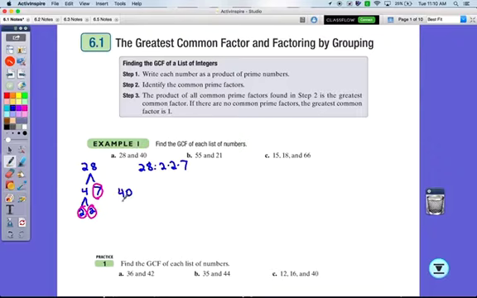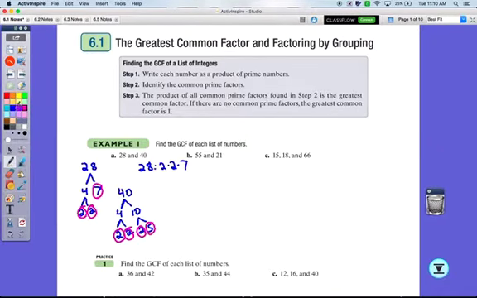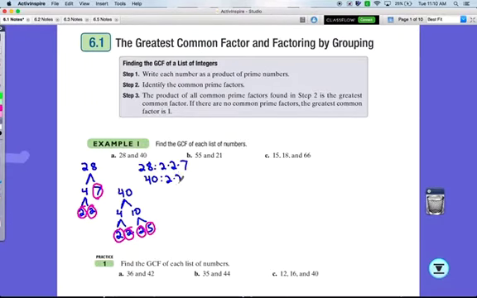Then we can do the same thing for 40. We can say 40, that's, let's see, 4 times 10? And then 4 breaks down into 2 times 2, and 10 breaks down into 2 times 5. And 2 is prime, 2 is prime, 2 is prime, 5 is prime. So each one of those is a prime factor of 40. So I could write 40 as 2 times 2 times 2 times 5.